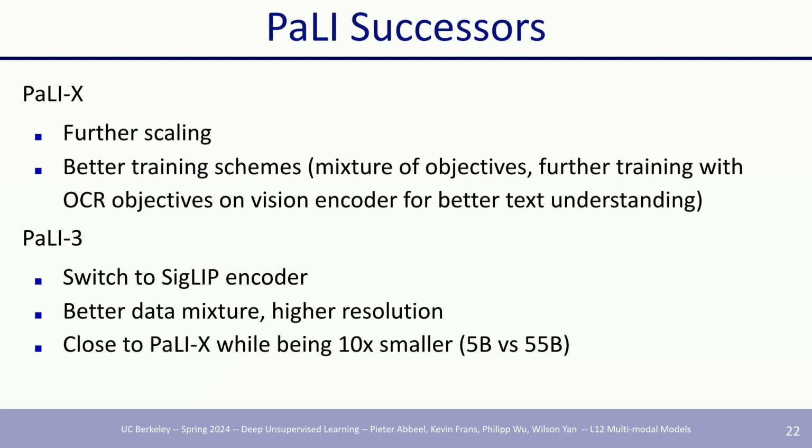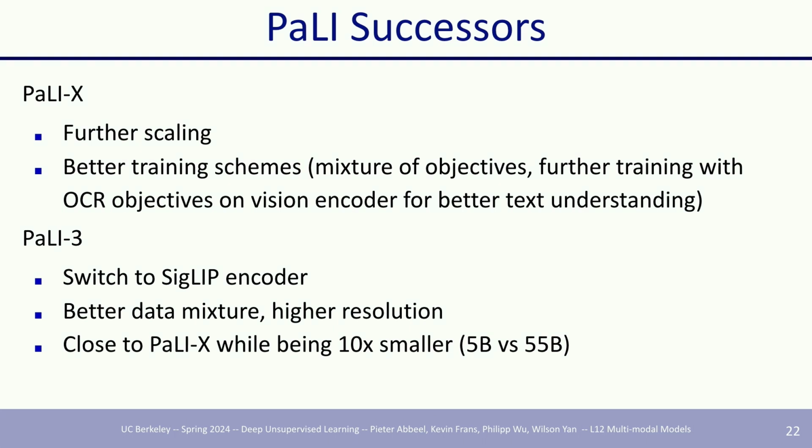PaLI-3, I think the goal was to basically build a smaller model that was also very capable. So before they were using, I think, an encoder trained on OCR plus JFT, their image classification dataset at Google. But they switched to SigLIP, which does a lot of large-scale text-image training. And they had other things like a better data mixture, like high-quality OCR data, other sorts of high-quality data, and going to higher resolutions.